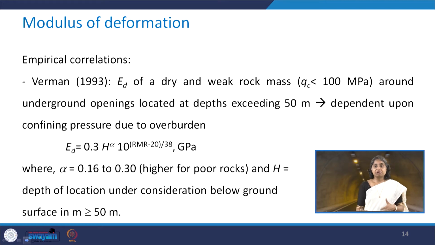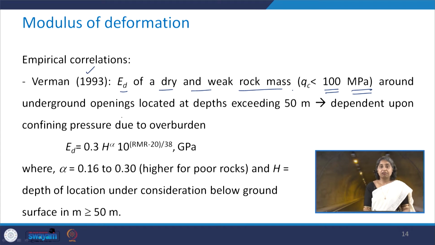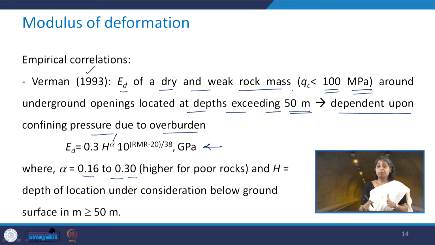Another correlation was given by Verman in 1993. This was applicable for the modulus of deformation of a dry and weak rock mass which has a UCS of the rock of less than 100 MPa around the underground opening, located at depths exceeding 50 meters. So it was dependent upon the confining pressure due to the overburden, and they came out with this expression where alpha was 0.16 to 0.3, and it will be higher for poor rocks.